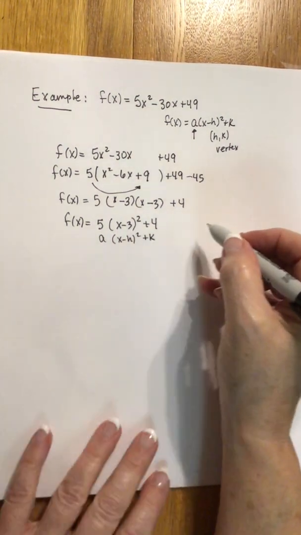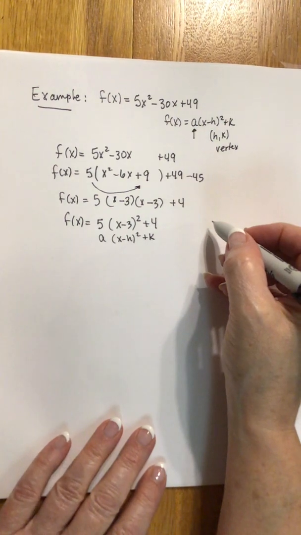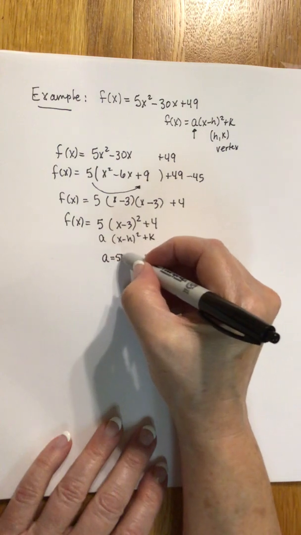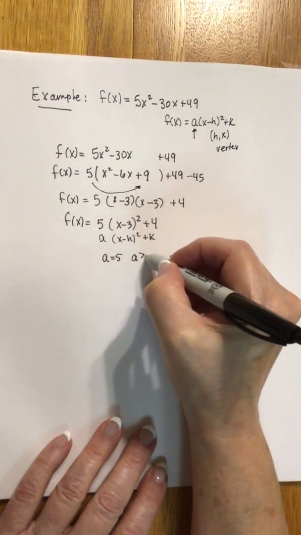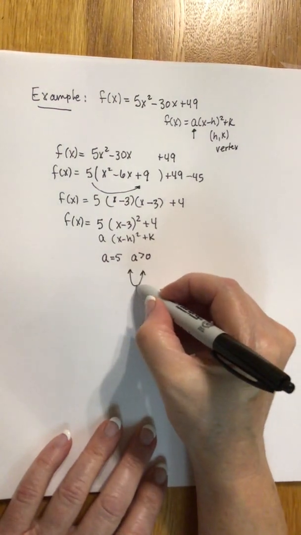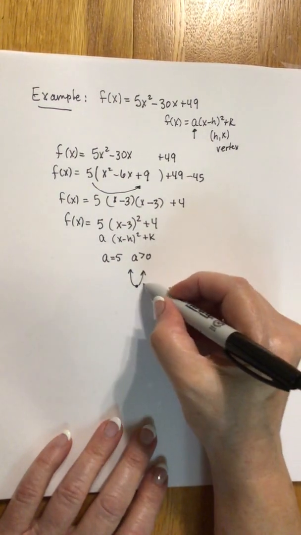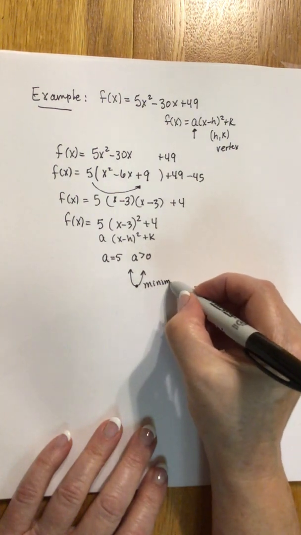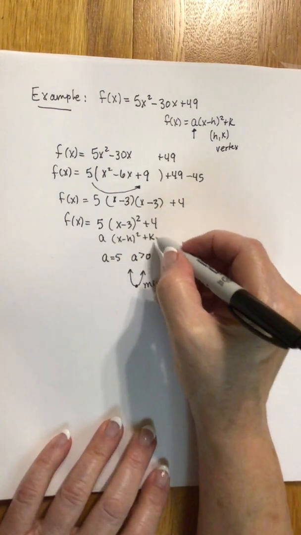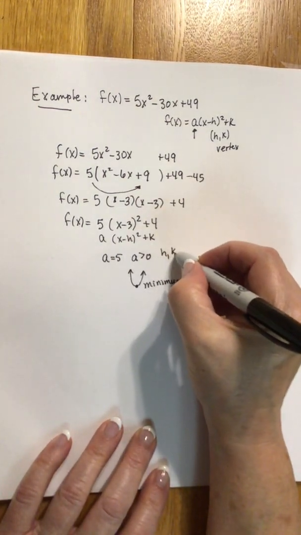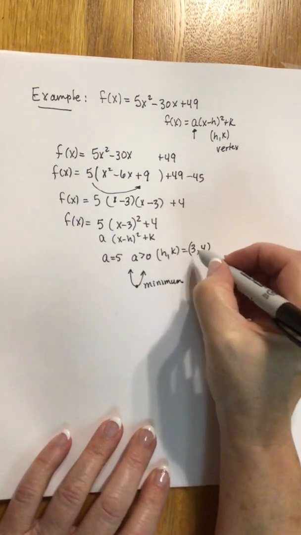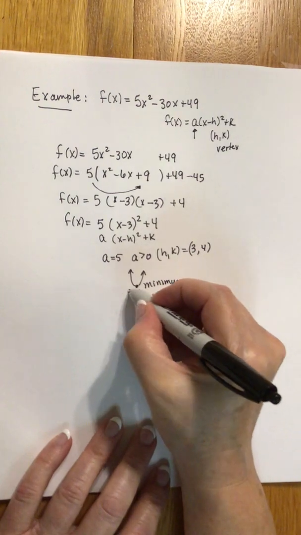So now we have to decide, does it have a maximum or a minimum? Well, this is a positive 5, so a is a positive 5, which means that a is greater than 0. If it's greater than 0, then it opens up. If it opens up, it has a what? Minimum. And the vertex at that point, we know is going to be h and k, so h and k is going to give us 3, 4. So my 3, 4 is my vertex.